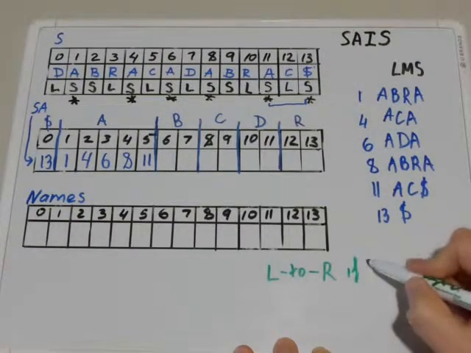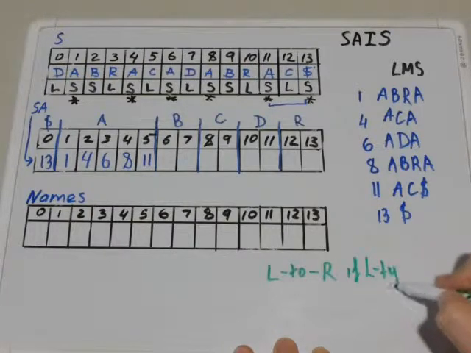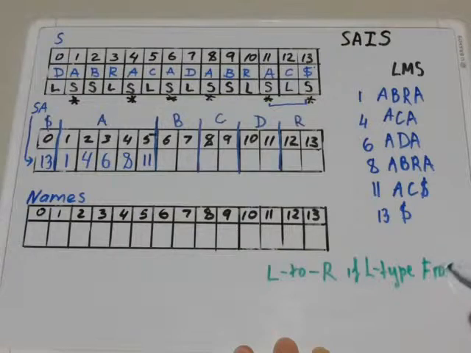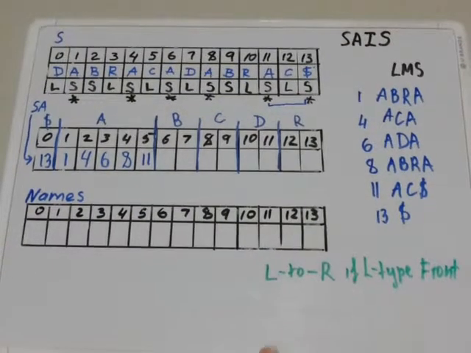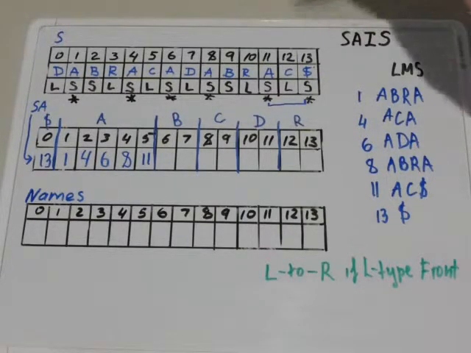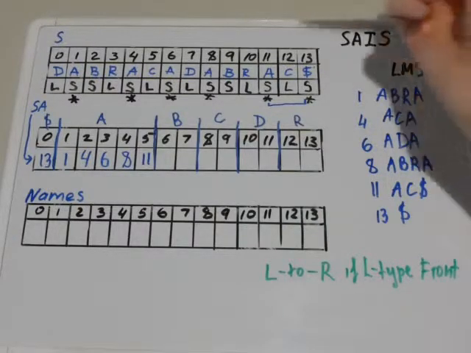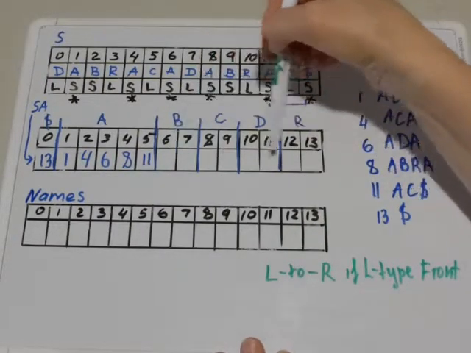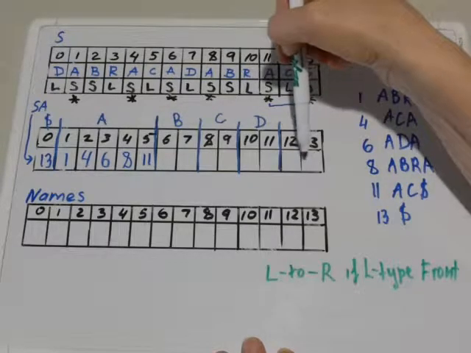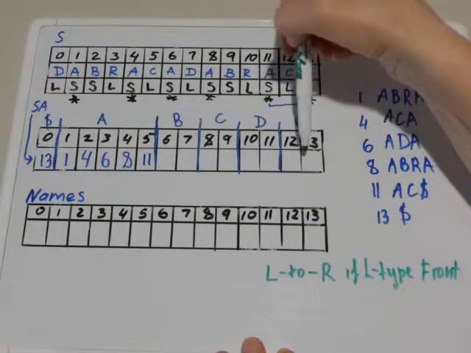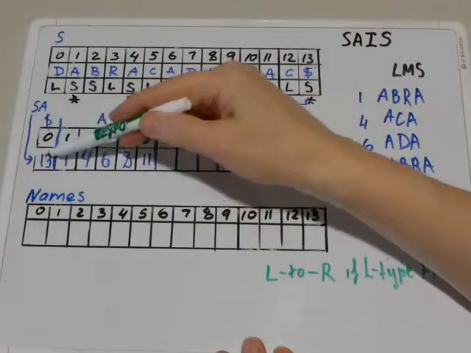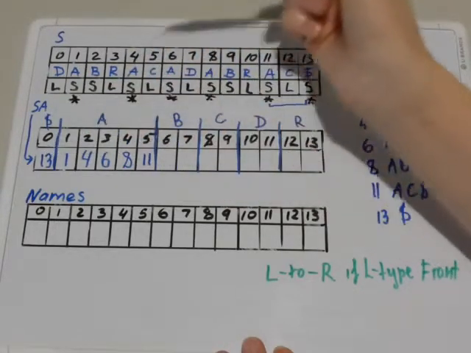So if L type, put it in the front of the corresponding bucket. How do you find the bucket? Look at the corresponding character of the string. So let's do that. Assume that everything else that is not filled in the suffix array right now is -1, which is an invalid value. 13 minus 1 is 12.